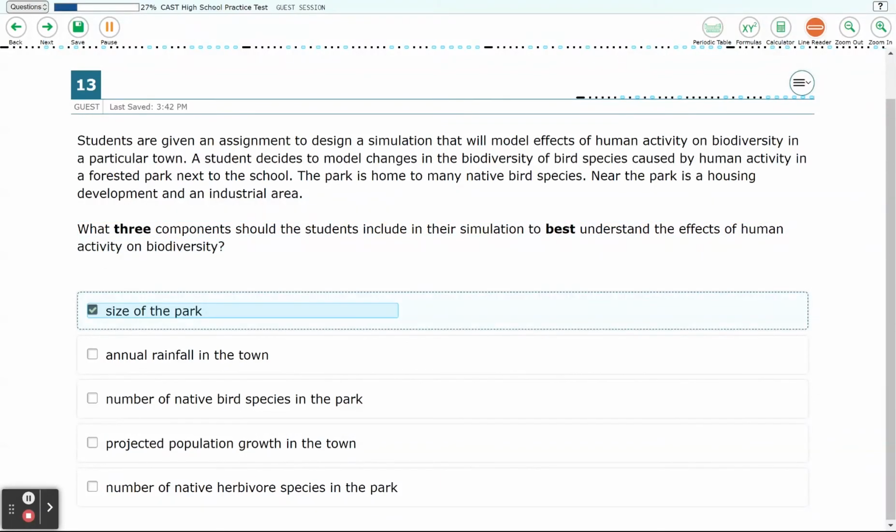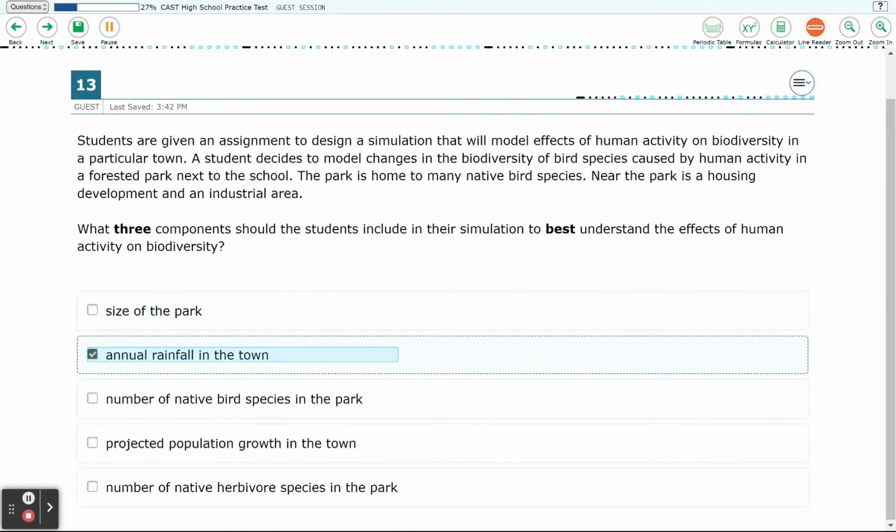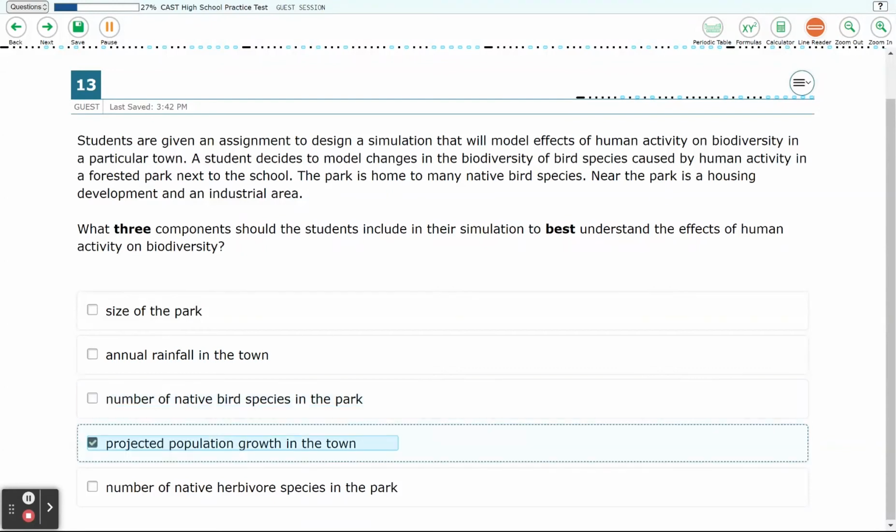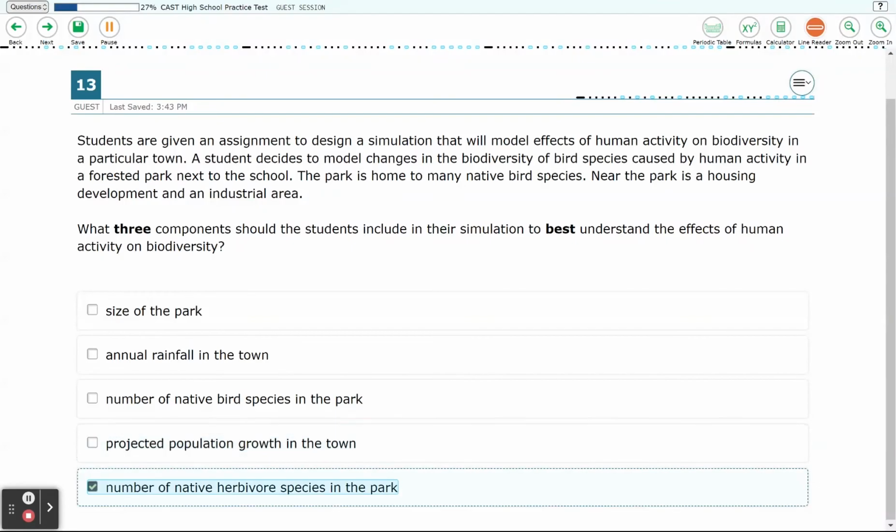Size of the park is the first option. Second option, annual rainfall in the town. Third option, number of native bird species in the park. Fourth option, projected population growth in the town. And finally, number of native herbivore species in the park. Go ahead and choose three of these components now.